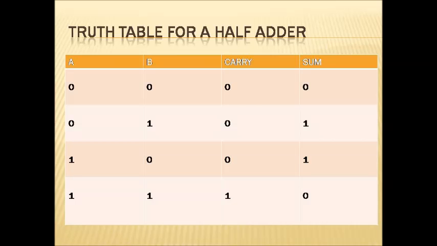2 in binary it is 1 0. When we have 1 plus 1 is equal to 1 0, which means we can represent 0 in the sum column and 1 in the carry column. Okay.